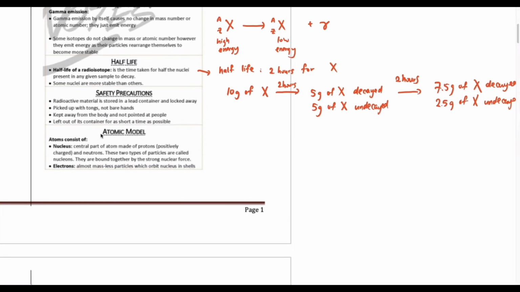Atomic model. Okay, this part is something basic. Atom consists of nucleus. The central part of atom make up protons that are positively charged and neutrons. Neutrons has no charge. These two types of particles are called nucleons. So whenever there's a nucleon, is actually protons and neutrons. They are bound together by the strong nuclear force. So the nuclear force bound the protons and the neutrons together. Electrons, almost massless particles which orbit nucleus in shells.